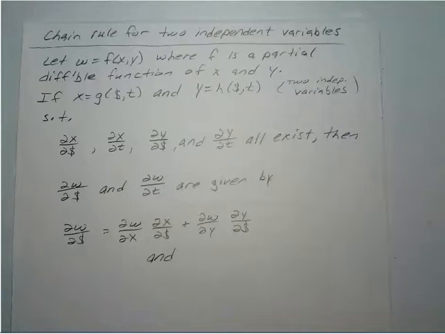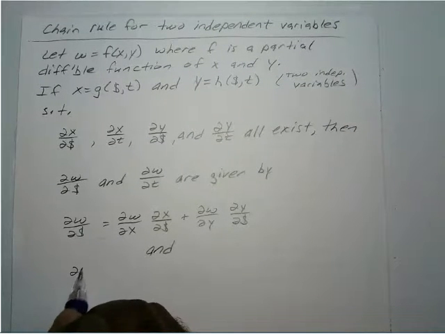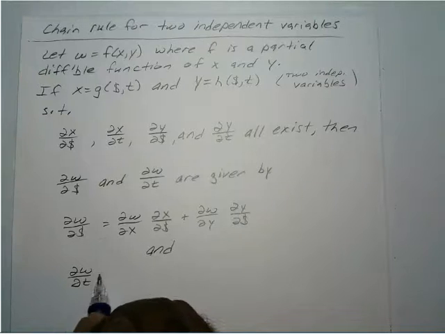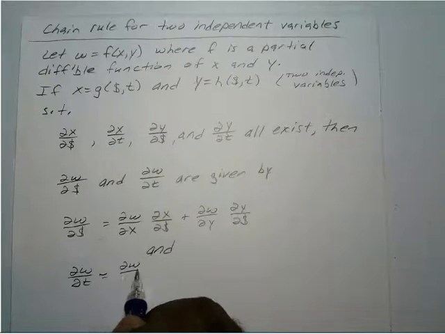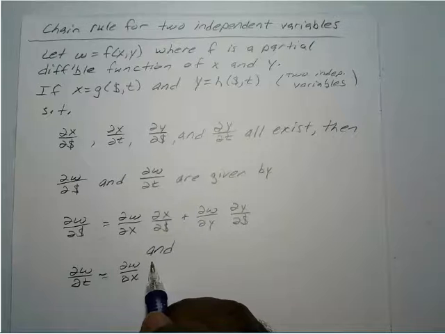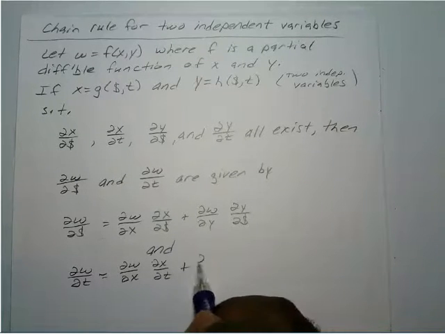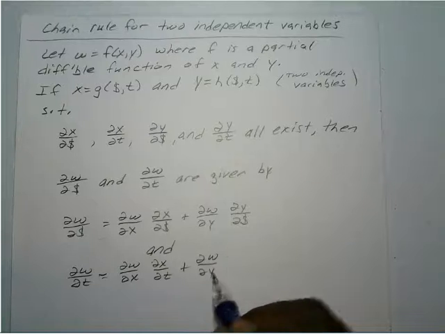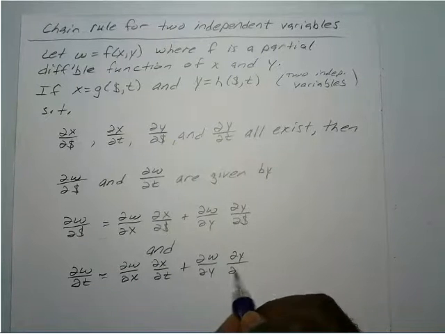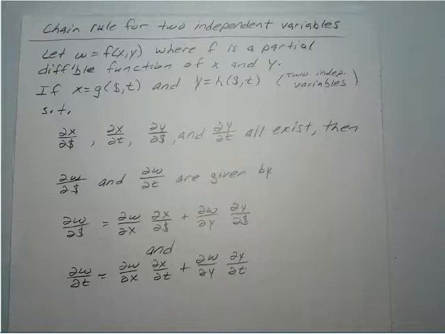Okay. And partial of w with respect to t equals partial of w with respect to x times the partial of x with respect to t plus partial of w with respect to y times the partial of y with respect to t. All right, so if you are still writing, feel free to press pause, but we're going to go ahead and go to our next example.